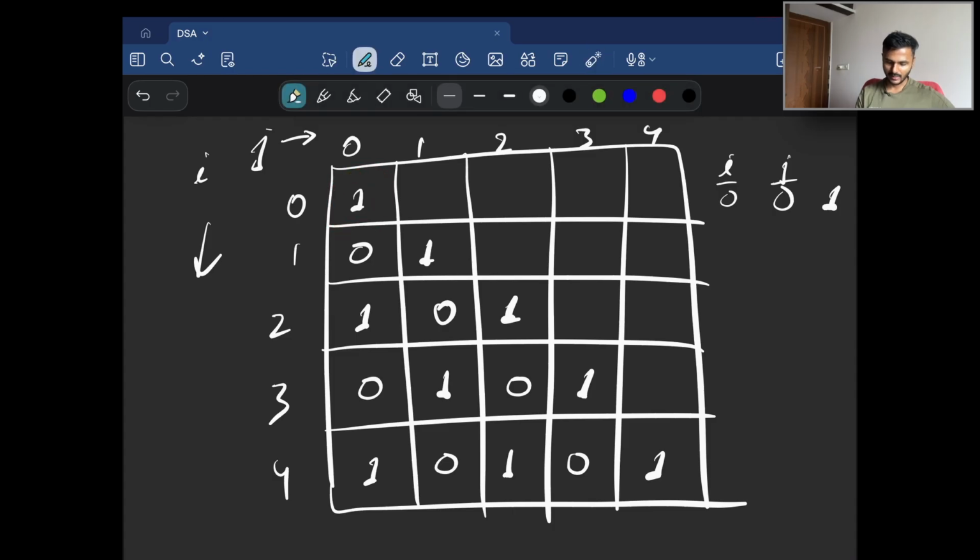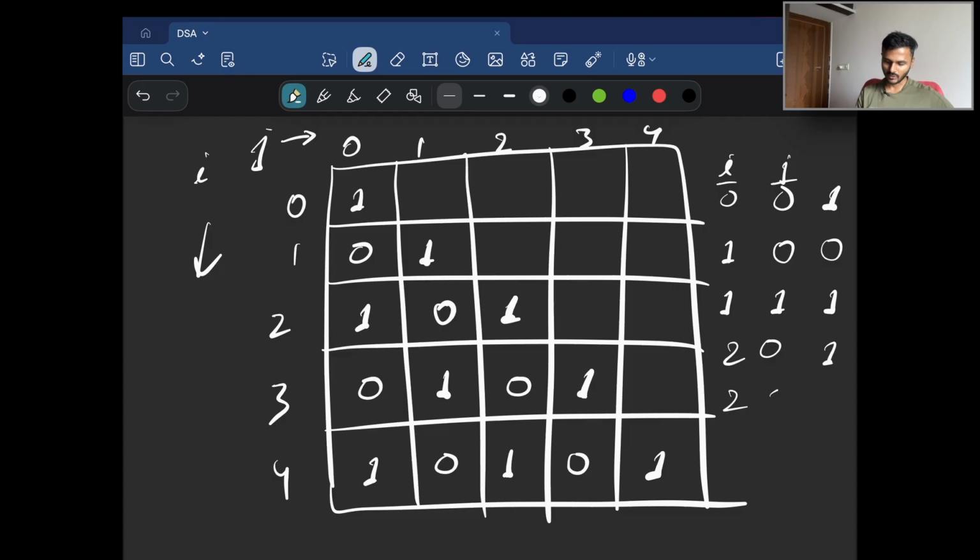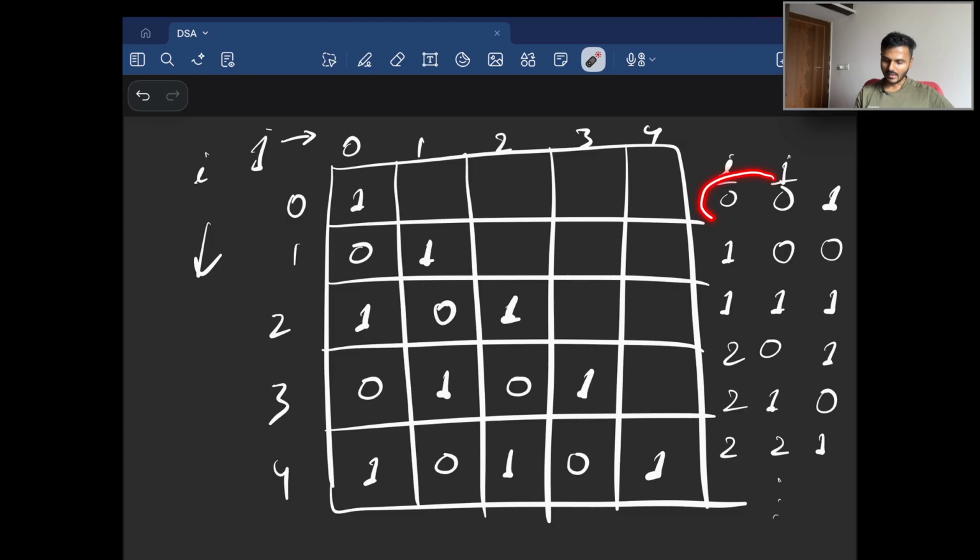So continuing, for i 1 and j 0, we're printing 0. For i 1, j 1, we're printing 1. And then if we continue, for 2, 0, we're printing 1. For 2, 1, we're printing 0. And for 2, 2, we're printing 1. And if we continue the same way, what we will observe is that when i plus j is an even number, we are printing 1 over there, right? And when i plus j is an odd number, we're printing 0.